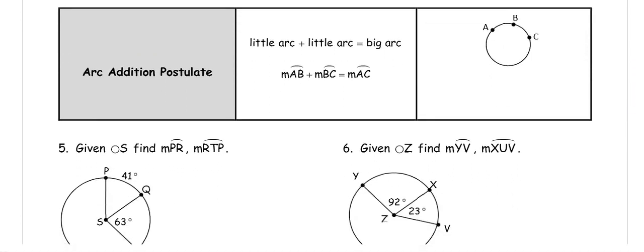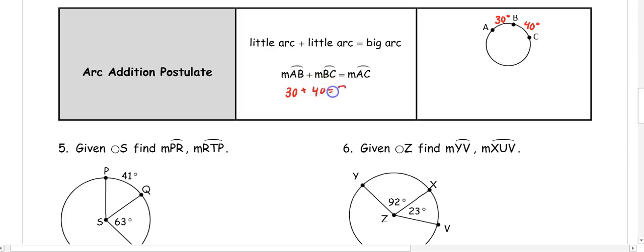So as we have already kind of used this postulate, we've also seen this with segments, we've seen it with angles, so it's the same kind of idea here: if two arcs are next to each other and we add them together, they're going to equal the bigger arc. So if AB is 30 degrees and BD is 40 degrees, together that arc would be equal to 70 degrees for AC.